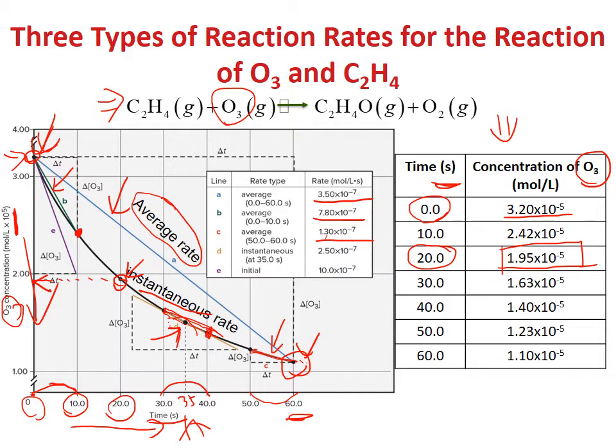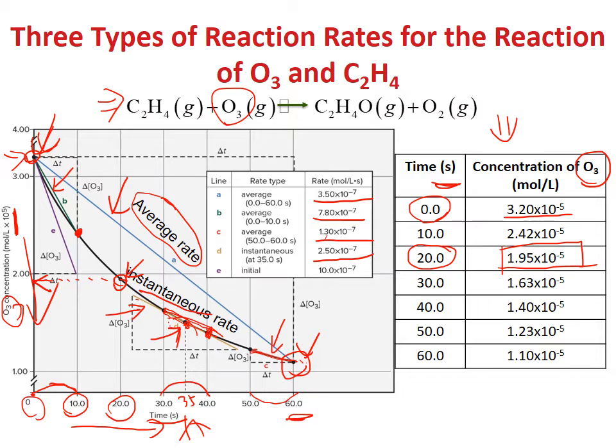In mathematics, we draw the tangent line at this point. The slope of this tangent line is the instantaneous rate. So in this case, it is 2.5 times 10 to the minus 7.